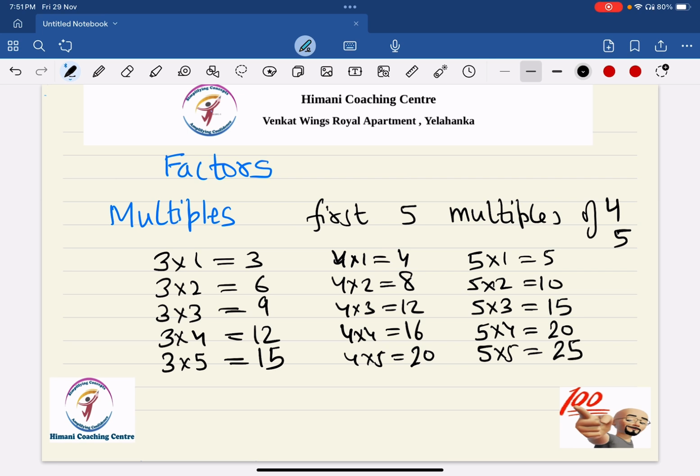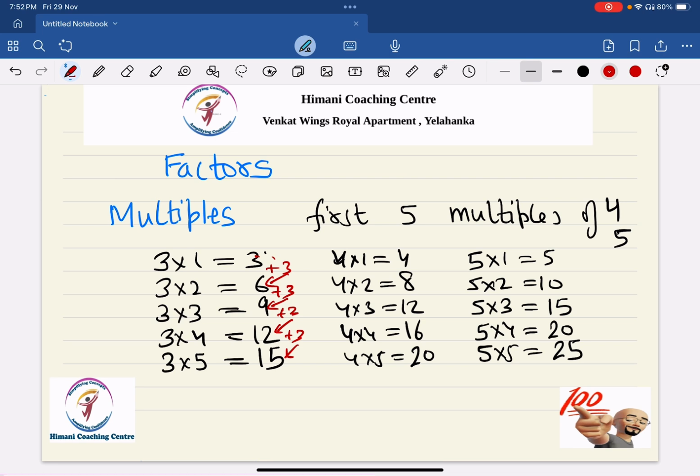Okay. Kids, I hope you know when we do multiplication, what is multiplication? Multiplication is repeated addition. Like when I am writing the table of 3, what am I doing? 3 times 1 is 3. Then for 3 times 2, you are just adding 3 plus 3, you get 6. Then 6 plus 3 gives me 9. 9 plus 3 gives me 12 and 12 plus 3 gives me 15.